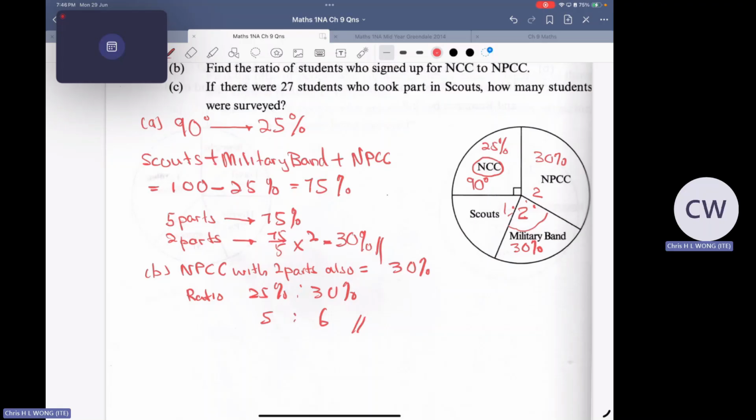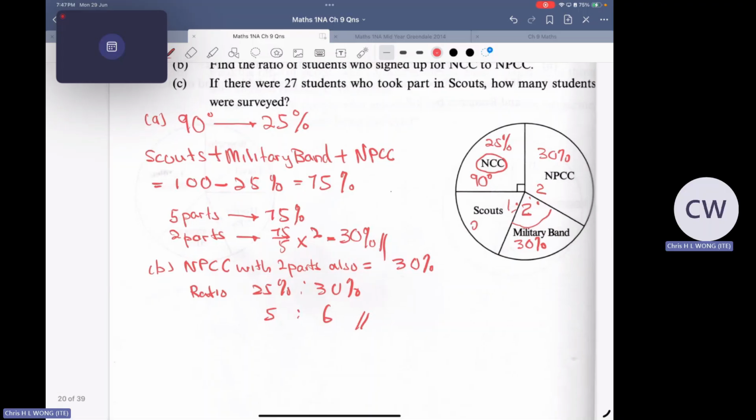C, if there were 27 students who took part in Scout, so this one they give you some data. Write down 27 students. You are supposed to find out how many students were surveyed. Easy. They give me 27 students surveyed. So how do you do it?